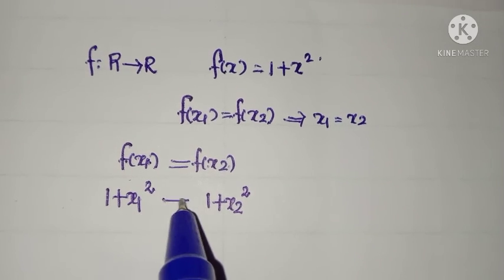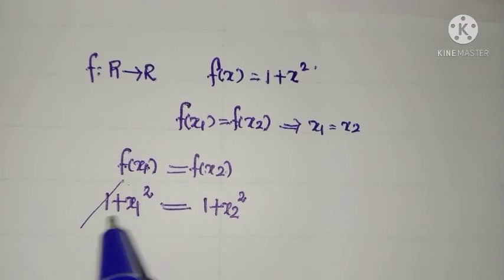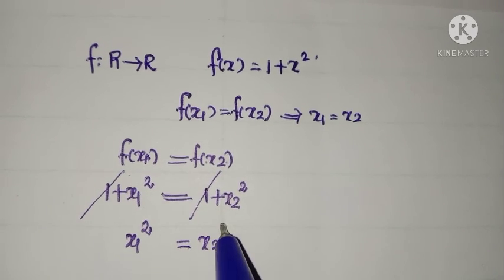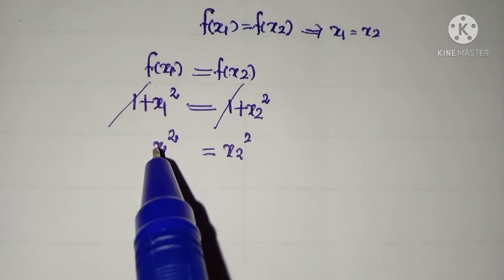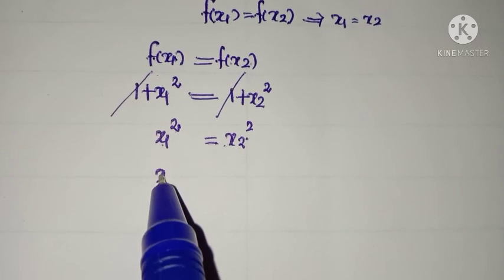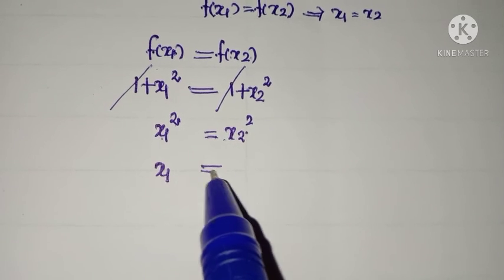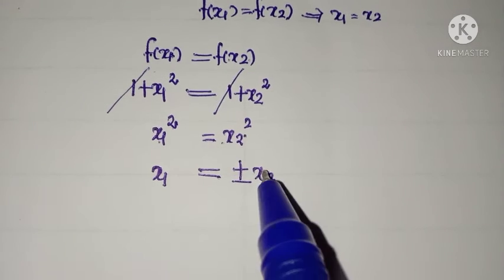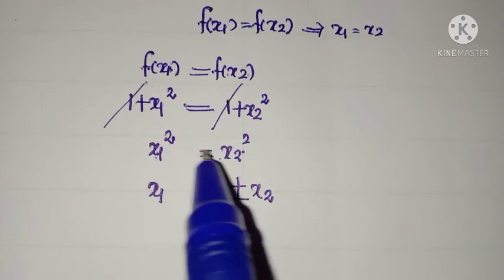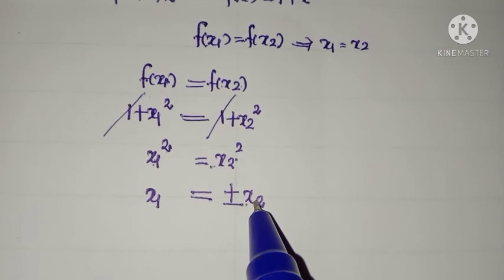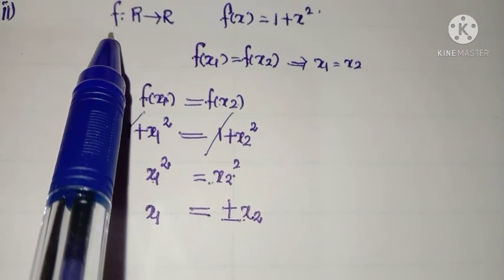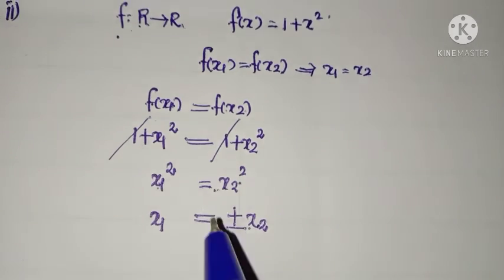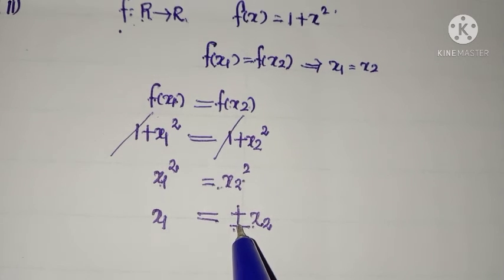Now, both are equal. That means we can cancel the 1. We get x1² = x2². Now x1² = x2² implies, taking square root on both sides, we get x1 = plus or minus x2. This is very important. Because the given function f is defined on the set of all real numbers, the negative sign cannot be rejected.